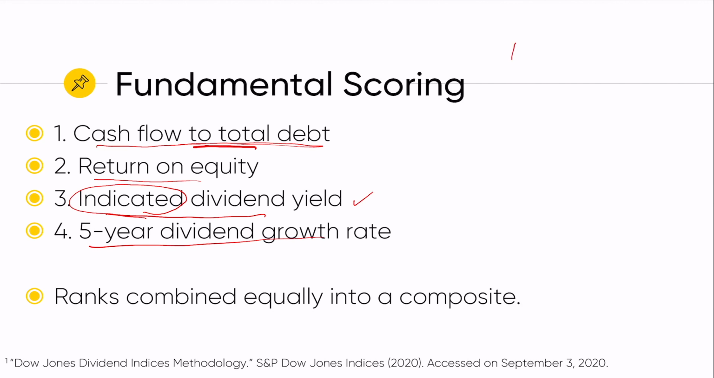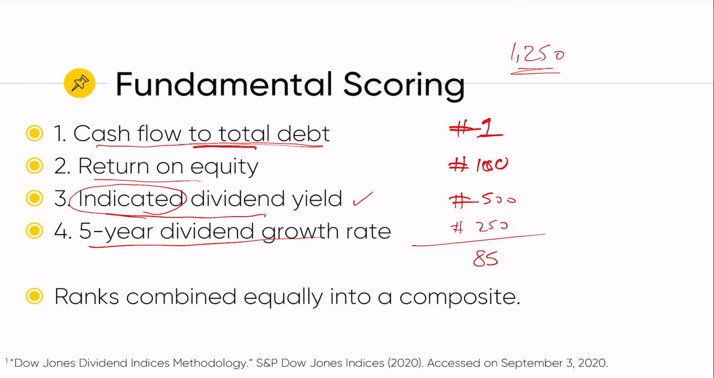Let's say there's 1,250 stocks that make it through this. Each one of these is going to be ranked from top to bottom. So the company that has the most cash flow to debt is going to get a rank of 1. So basically any company with no debt gets a number 1 ranking. Return on equity, let's say that's number 100. Let's say dividend yield is 500. And the 5-year growth rate is 250. Basically, we're going to add up all of those. So in this case, it would be 851. So the total score for this hypothetical stock would be number 851.